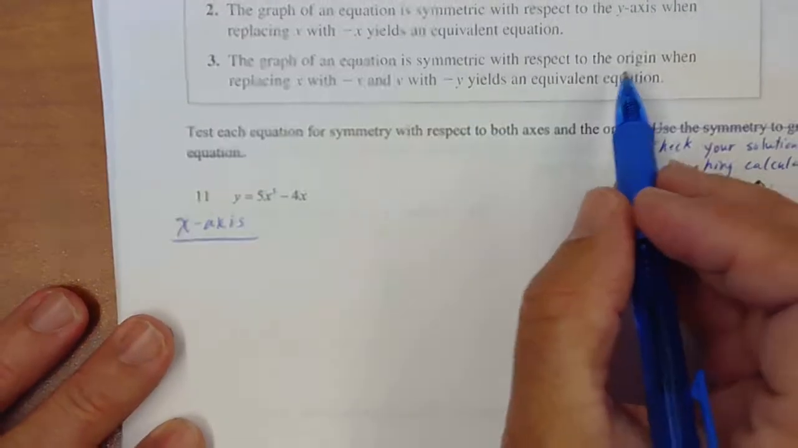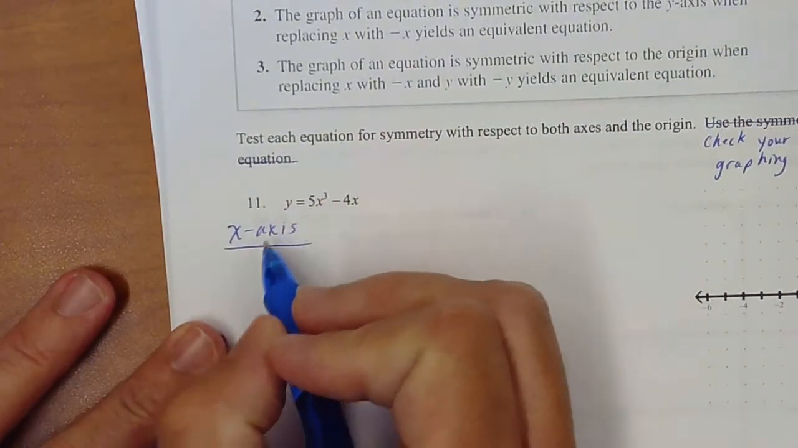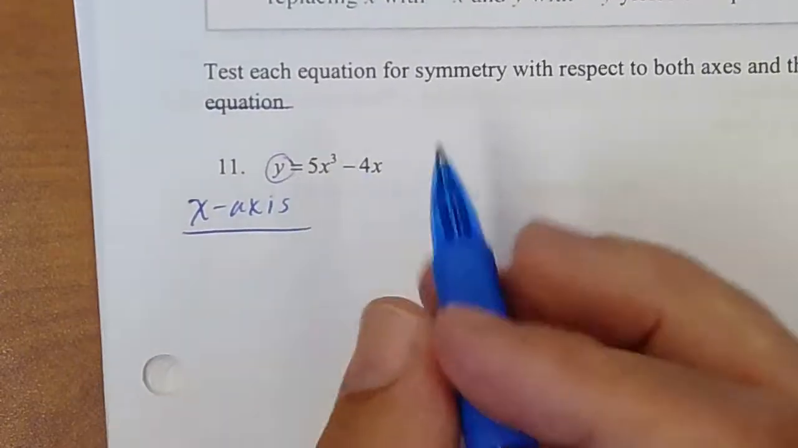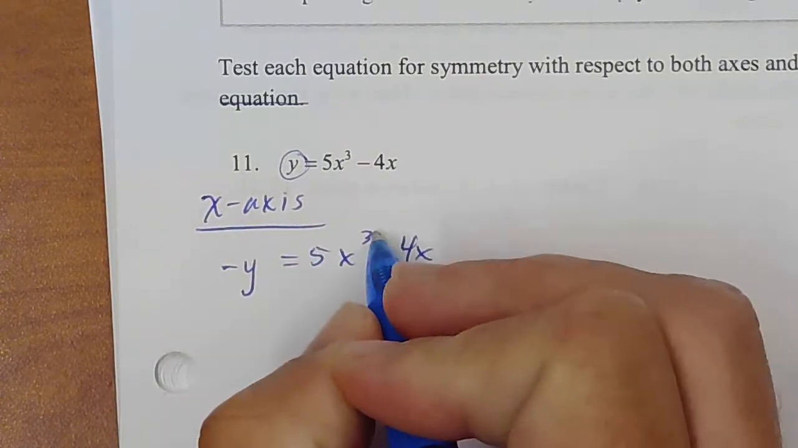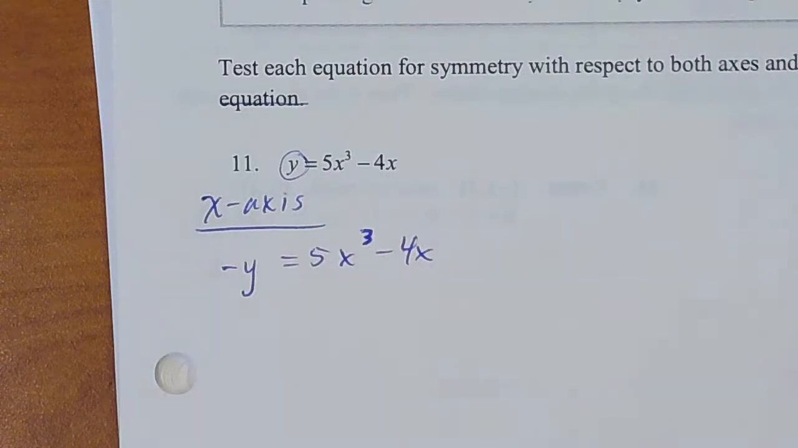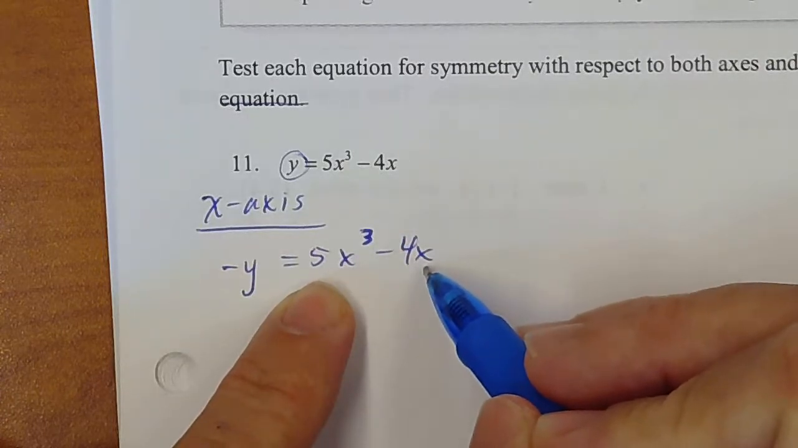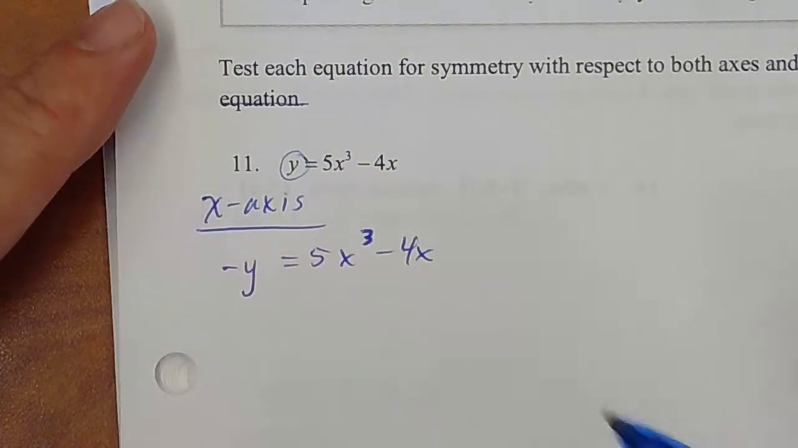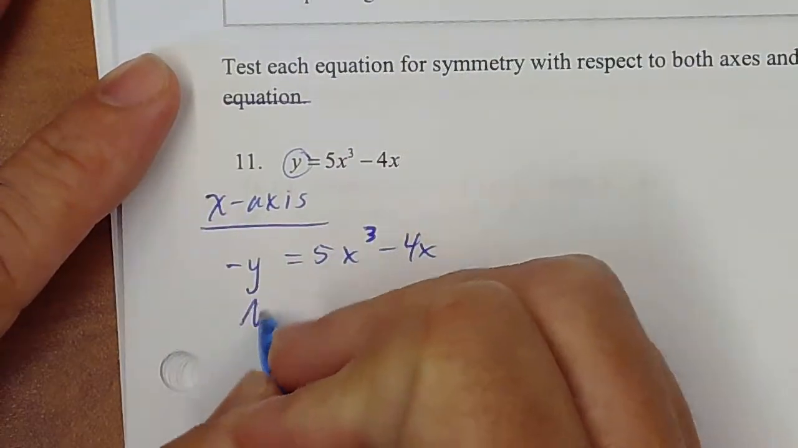All right, so to check for x-axis symmetry, I'm supposed to replace y with negative y. Okay, so I'm taking this y right here, and I'm just going to replace it with a negative y. Okay, nothing else changes. And then you just look to simplify. In this case, I can't really simplify it, but in the next step, you'll see when we plug in a negative x for x, I can cube it and do some things to it. But since I'm just plugging it in here for y, there's nothing to do. And then I analyze, is it the same as the original equation? Clearly it's not.